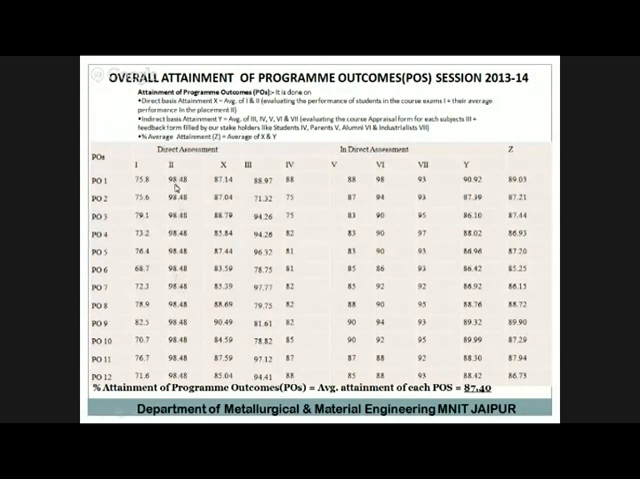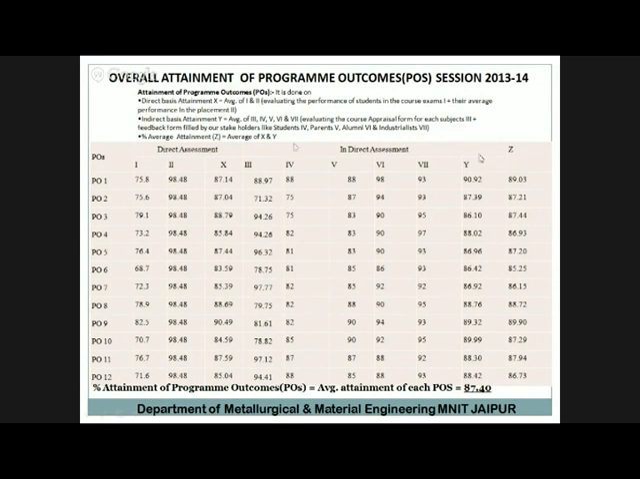Why is it the same? Because I can say that about 98% of our students, after completing the UG program, are placed. So I can say that direct attainment through placement is 98%. Direct attainment for our program outcome, or for our program educational objective, is 98%, and it is constant for all the POs.